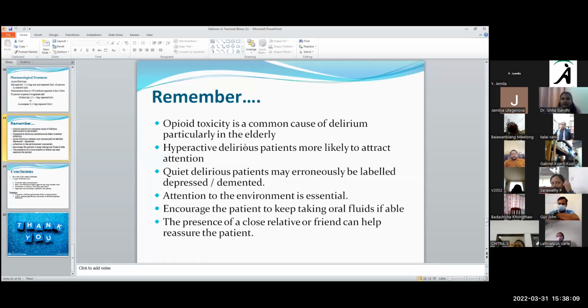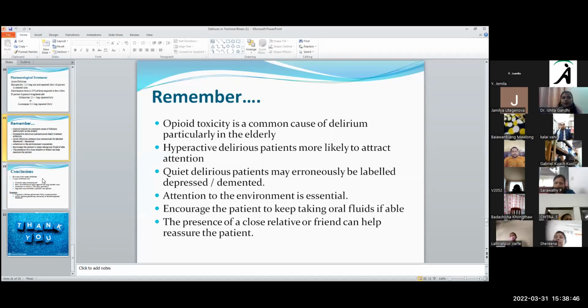Attention to the environment is also very important. If the patient is in a cold, clammy, closed room, the confusional state might increase. Until the patient is able to take orally, encourage the patient to take oral fluids as much as possible. The presence of a close relative or a caregiver that the patient trusts the most can help reassure him.